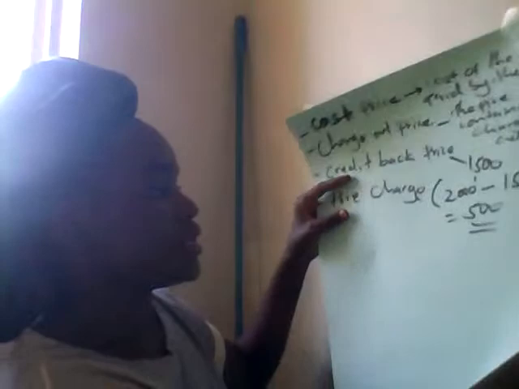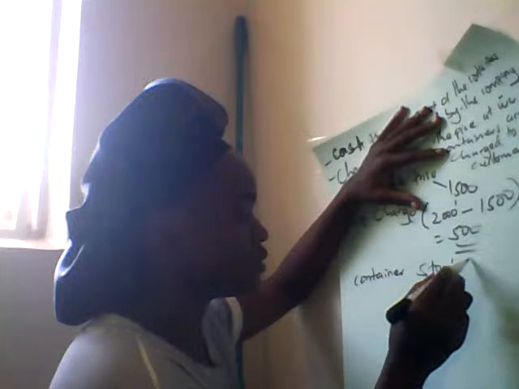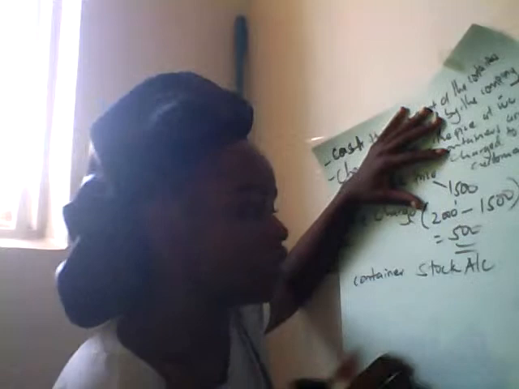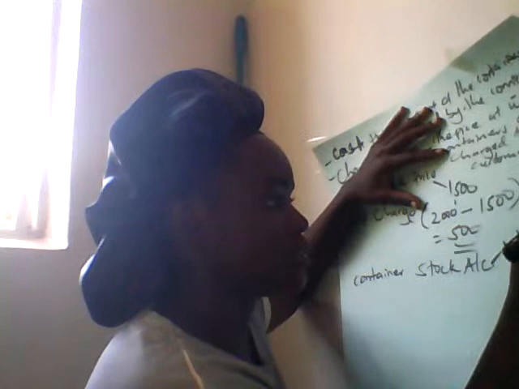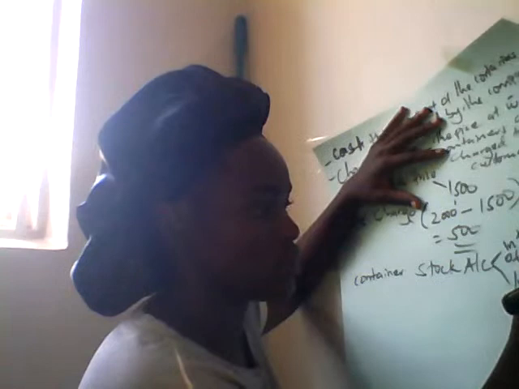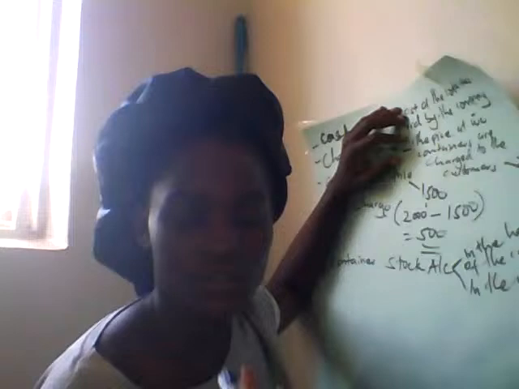Then we have two accounts when it comes to container accounts. The first is the container stock account. It records the stock of containers both in the warehouse and in the hands of the customers. There is a video on that playlist of accounting tool intermediate that has the formatting of the container stock account.